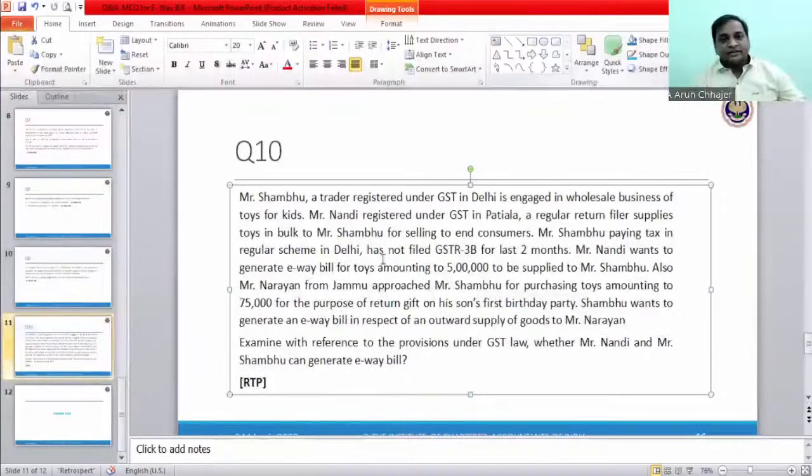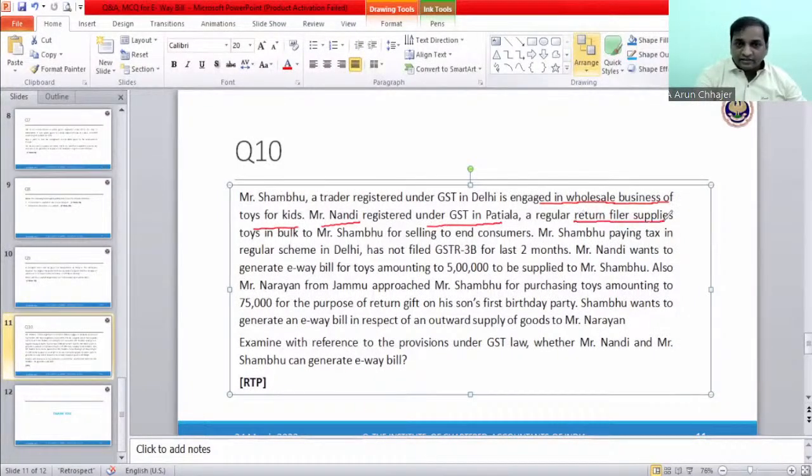Mr. Sambhu, a trader registered under GST in Delhi, is engaged in the wholesale business of toys for kids. Nandi, registered under GST in Patiala, a regular return filer, supplies toys in bulk to Mr. Sambhu for selling to the end consumer. Mr. Sambhu, paying tax in the regular scheme in Delhi, has not filed the GSTR 3B for the last 2 months. Mr. Nandi wants to generate the e-way bill to be supplied to Mr. Sambhu. Is it possible?